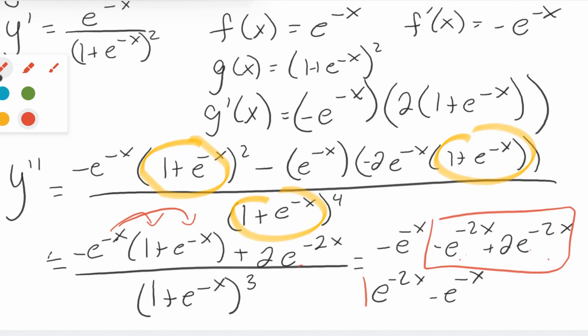So this right here was this. That's g prime. Because remember, the quotient rule is the derivative of f, which was that, times g, minus the derivative of g, which is this, times f. Lots of e to the negative x's. So it's this times that, which is that right there.